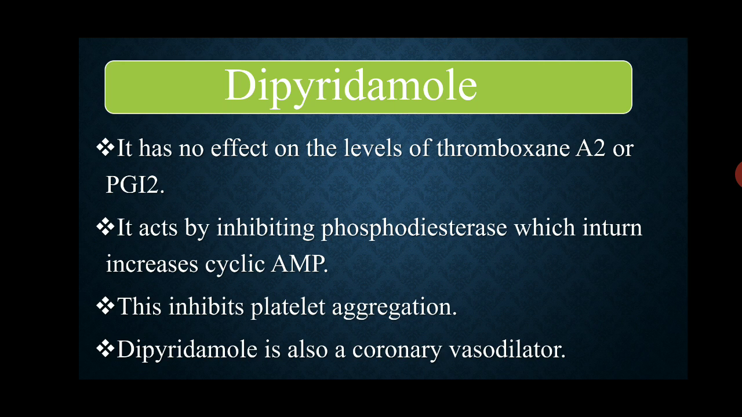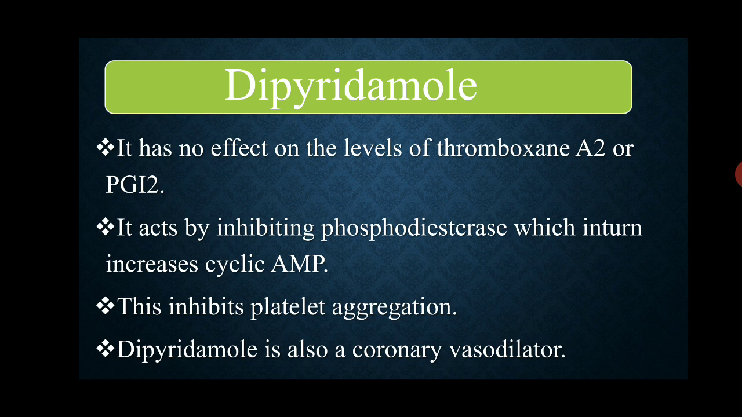Next drug, Dipyridamole. Dipyridamole has no effect on the level of thromboxane A2 or PGI2. PGI2 means prostaglandin. These two have no effect on the level of thromboxane or PGI2 with Dipyridamole.